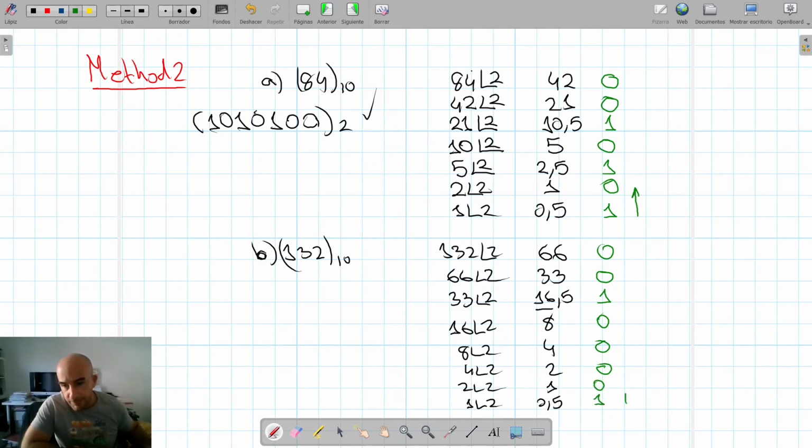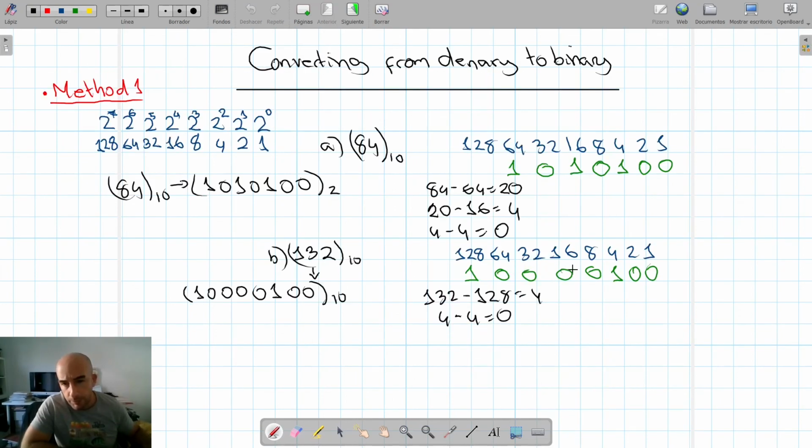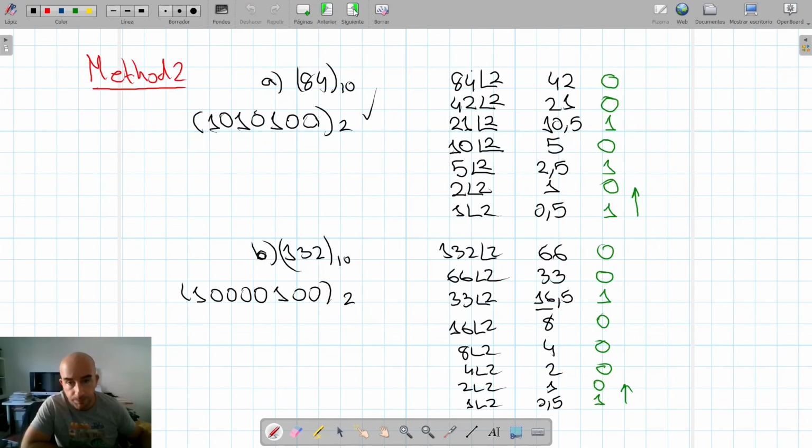And if we start from the bottom to the top, we get that 132 can be written as 1, 0, 0, 0, 0, 1, 0, 0. So that's 1, 4 zeros, 1, 0, 0. And let's check that. 1, 4 zeros, 1, 0, 0. Exactly.